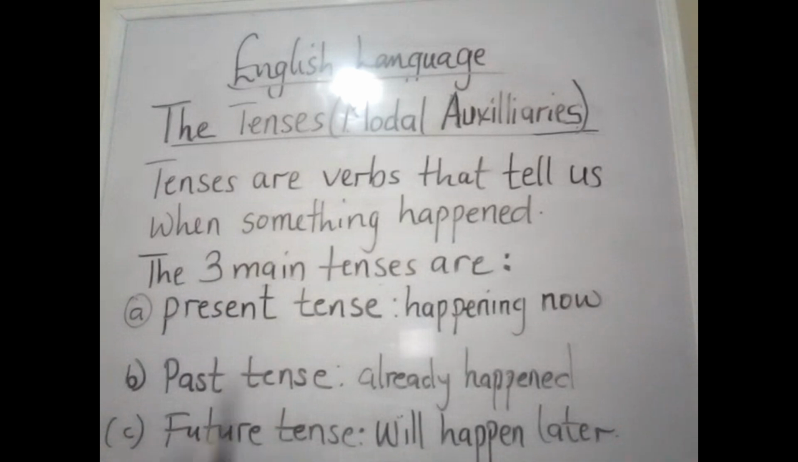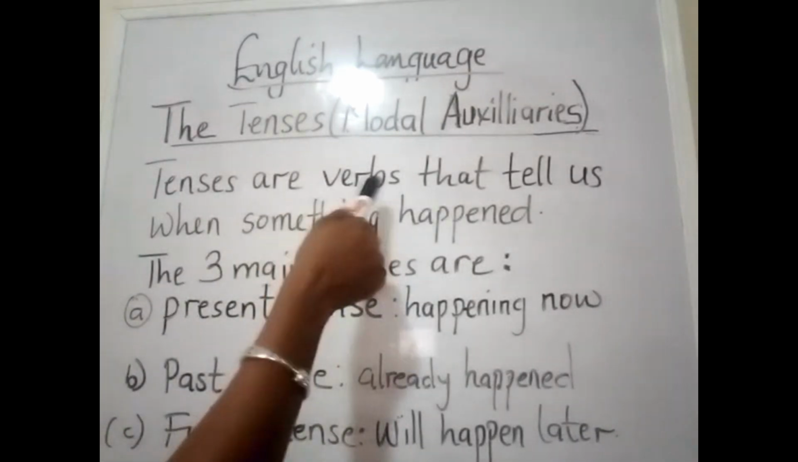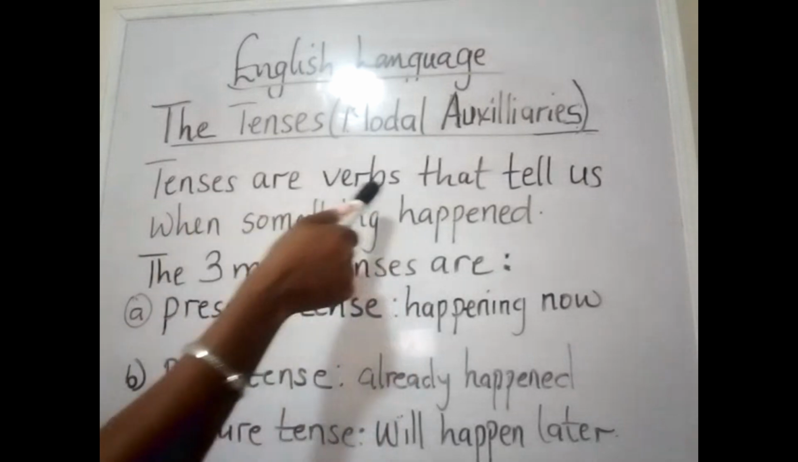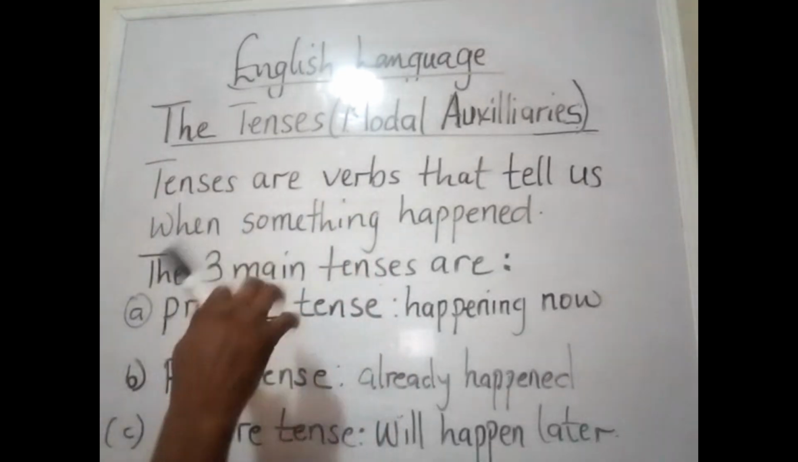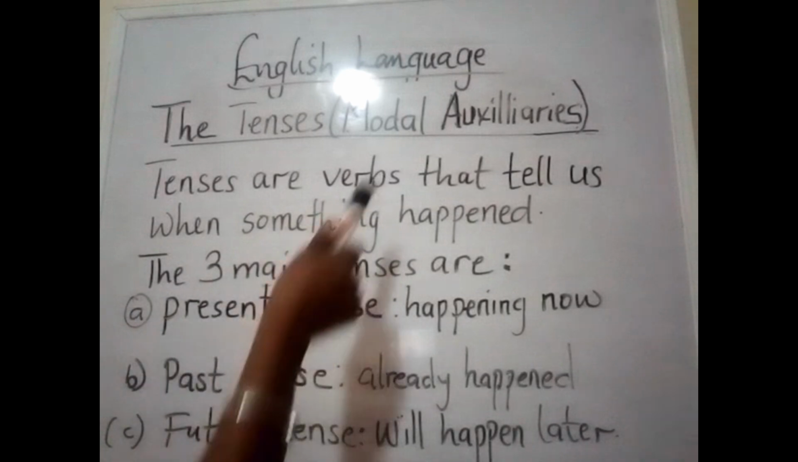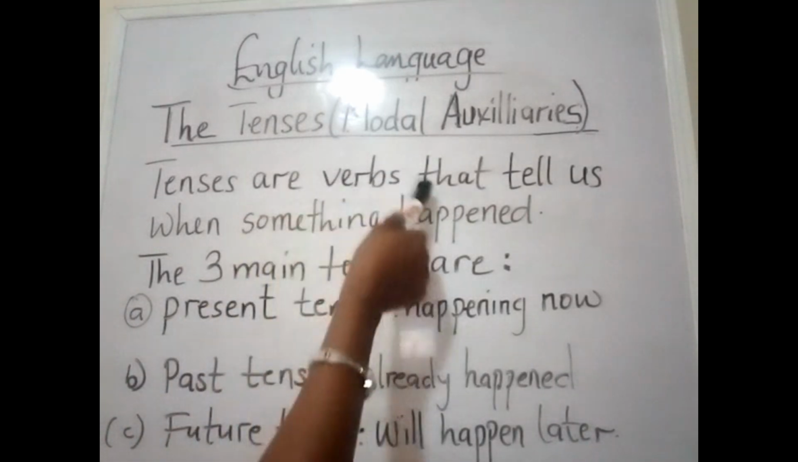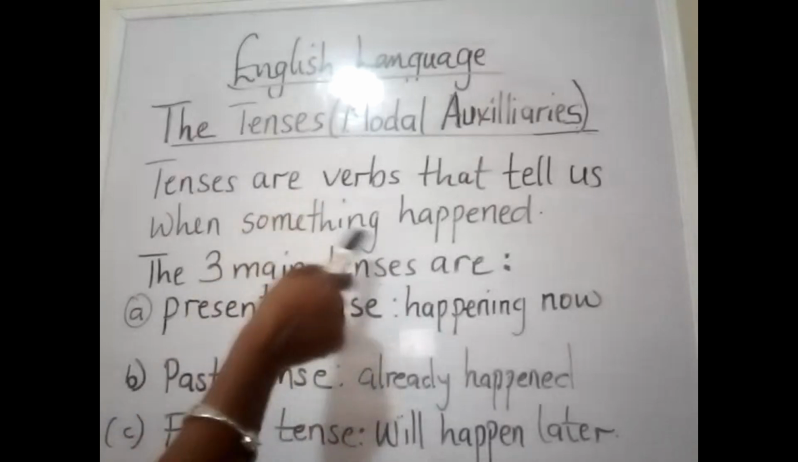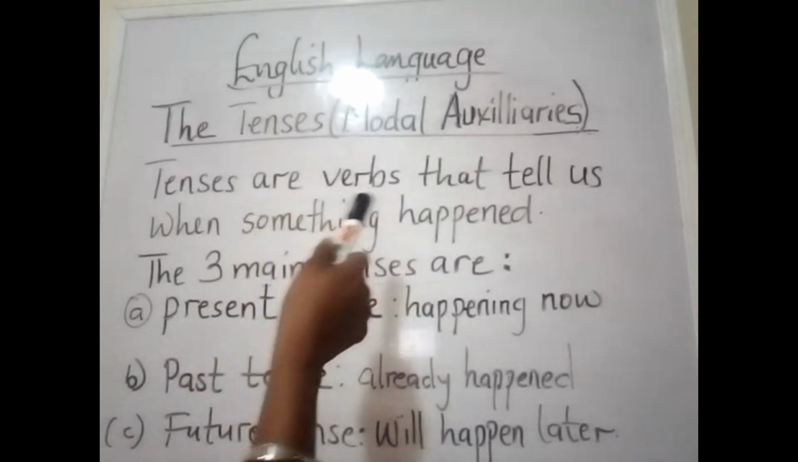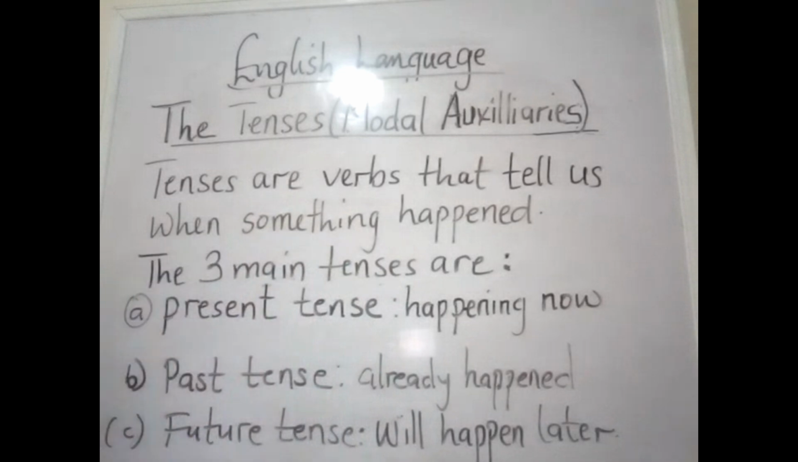Please remember that your verbs are action words. But then we have the main verbs and the ones that we call auxiliary or helping verbs. Is is a helping verb. Are is a helping verb. Can, could, would, they are all auxiliaries. They are not main verbs.